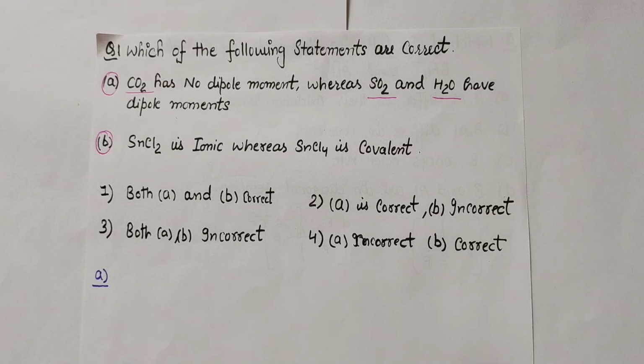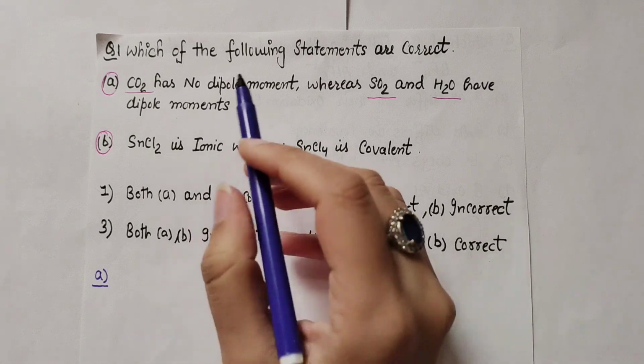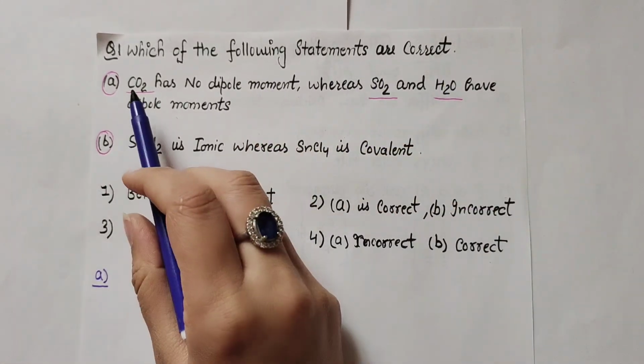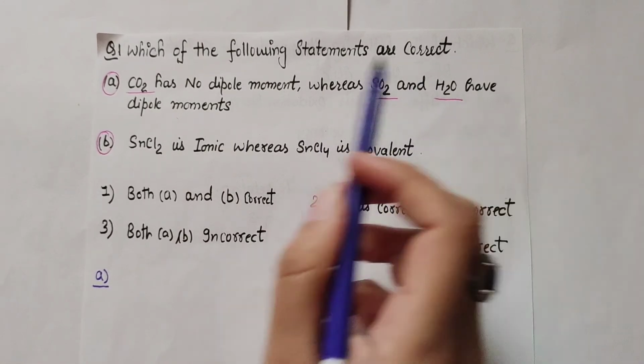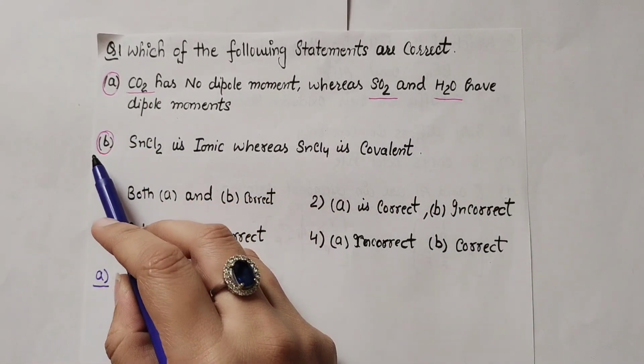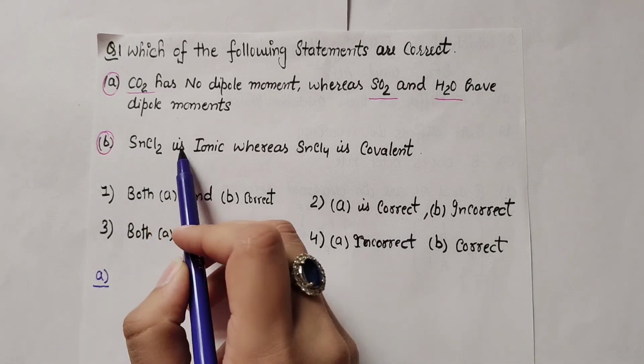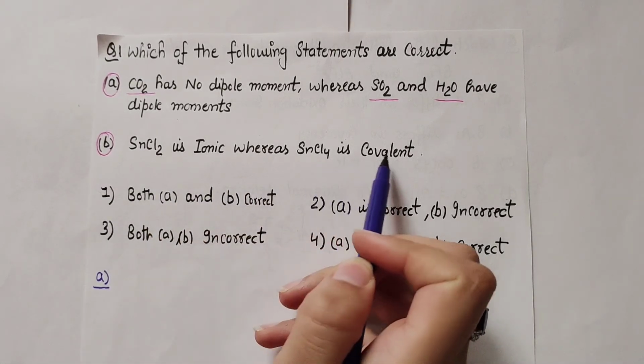Hello everyone, here are some important questions on Eamcet exam. So first question is, which of the following statements are correct? First statement is CO2 has no dipole moment whereas SO2 and H2O have dipole moments. And second statement is SnCl2 is ionic whereas SnCl4 is covalent.